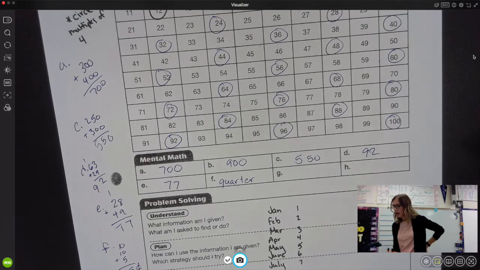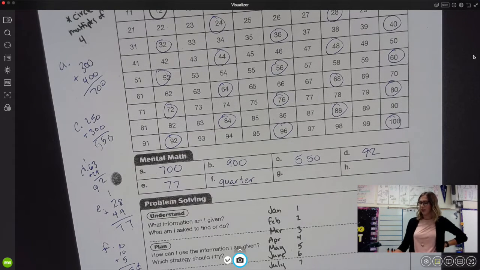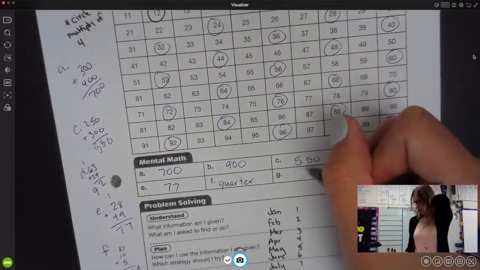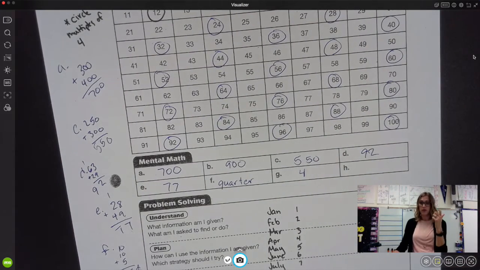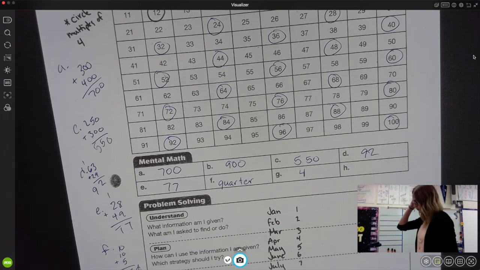G says, how many quarters equal $1? Well, 100 cents are in a dollar. We got 25 cents in a quarter. Quarter, you always think of how many quarters are there in a basketball game? 4, right? So quarter means 4. How many quarts are in a gallon? 4. So there are 4 quarters in a dollar. You could also figure that out because 25 plus 25 is 50, plus another 25 is 75, plus another 25 is 100. So that was 25, 50, 75, 100 gives us 4 quarters in a dollar.